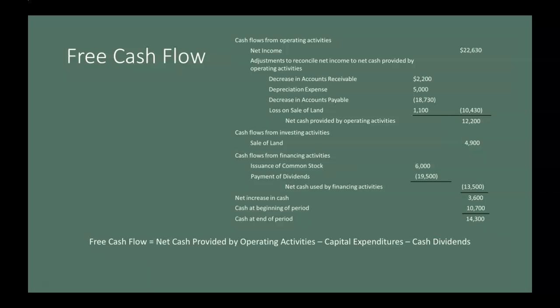Cash dividends, we did have some at $19,500. So we take our $12,200 minus 0 for no capital expenditures, minus $19,500, and we get a free cash flow of negative $7,300.